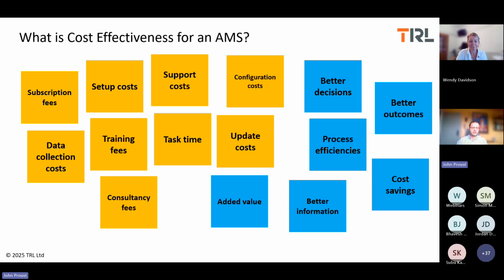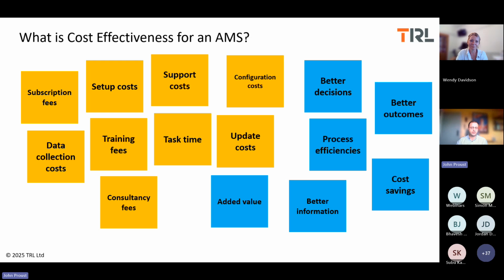You have things like data collection costs. Of course, to make an asset management system work, there's no way around it. You need data. There are costs to collecting that data, but there are also ways of minimizing the costs, but also maximizing the benefits of the data. So therefore, you get more value from the cost that you have to spend in order to get the data. And we've got things like task time as well, which is obviously very important. What you don't want with an asset management system is for the use of that system to become the job itself. The system is just a tool.